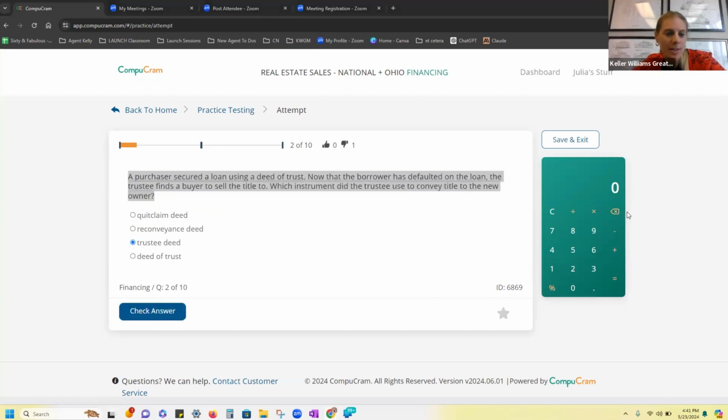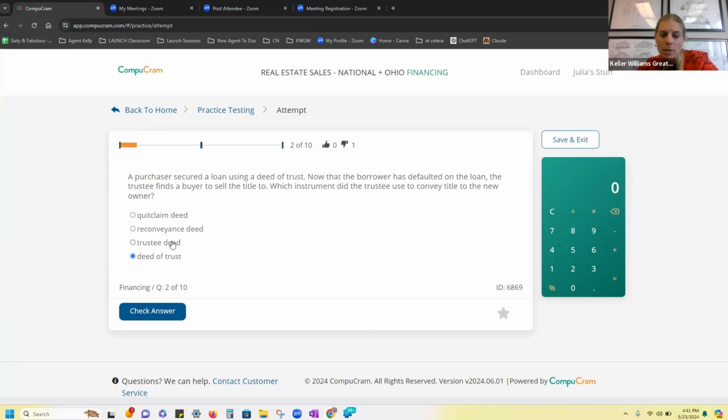Okay. Next question. A purchaser secured a loan by using a deed of trust. Now the borrower has defaulted on the loan. The trustee finds a buyer to sell the title to. Which instrument did the trustee use to convey title to the new owner? Is that A, quitclaim deed, B, reconveyance deed, C, trustee deed, or D, deed of trust?